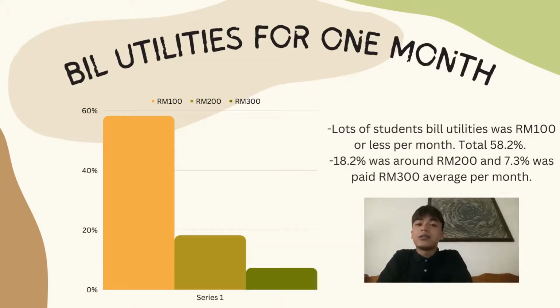For the next slide, we talk about utility bills for one month. Most students' monthly utility bills were 100 ringgit or less, a total of 58.2%. Next, 18.2% paid around 200 ringgit, and 7.3% must pay an average of 300 ringgit each month.